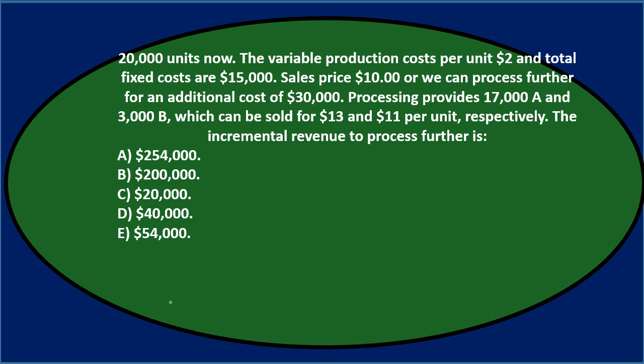Next question. So we have the same data here, so let's go through it again. 20,000 units now. The variable product cost per unit $2 and total fixed cost $15,000. Sales price $10, or we can process further for an additional cost of $30,000. Processing provides 17,000 of A, 3,000 of B, which can be sold for $13 and $11 per unit respectively. The incremental revenue to process further. So key term here, not just the revenue, but the incremental revenue. And so we're looking for the incremental revenue rather than just simply the revenue to process further.